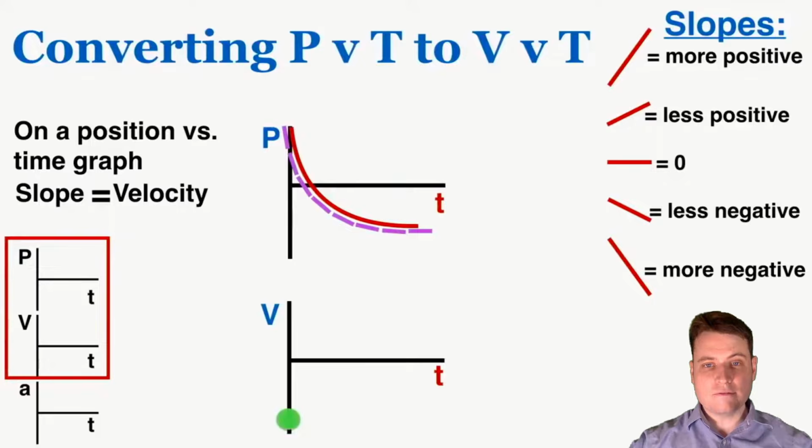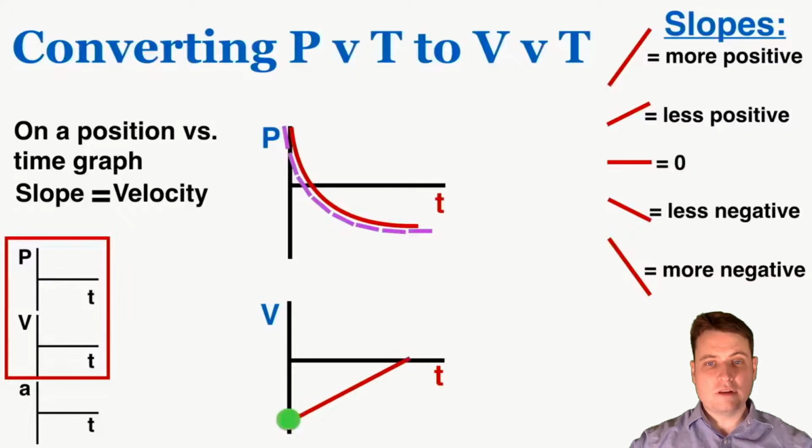I can see that the final tangent line is 0, and all the tangent lines in between are becoming less and less negative. They're all negative, but they're getting closer and closer to 0 at the end. So that means that the velocity is going to start very negative and become less negative until it hits a velocity of 0 at the end. So that's what this velocity time graph would look like.